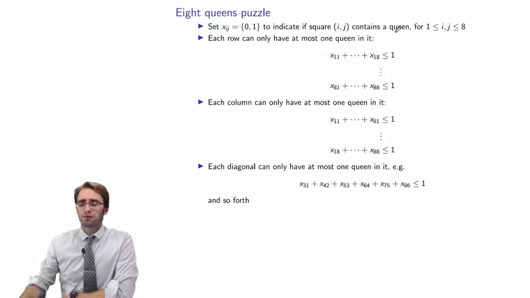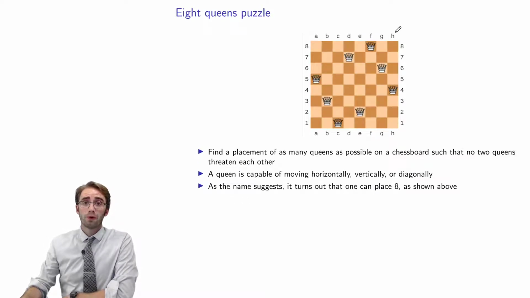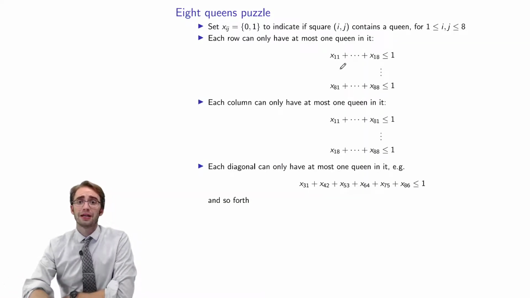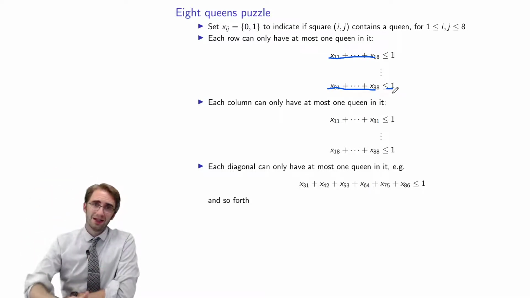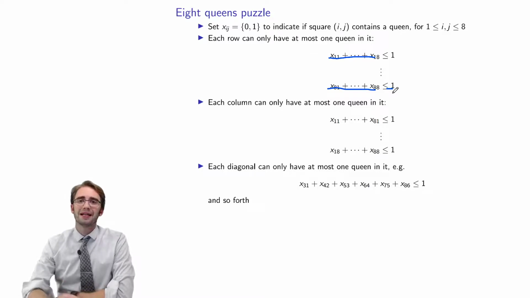And how would you do this? Well, you'd say each row can have at most 1 queen in it, right? You can't have 2 queens sharing a row because then they're attacking each other. So the sum of these x's, x11 through x18, is less than or equal to 1. x81 through x88 is less than or equal to 1. That just says the top row, the second from the top, third from the top, and so on and so forth down to the bottom has at most 1 queen in it. Also, each column, by the exact same reasoning, can have at most 1 queen in it as well. So you'd put in conditions like that too.